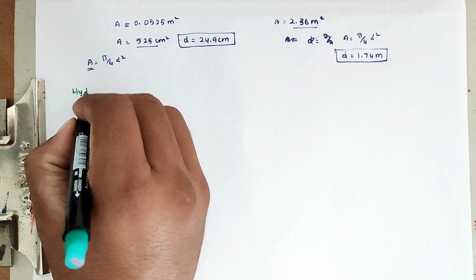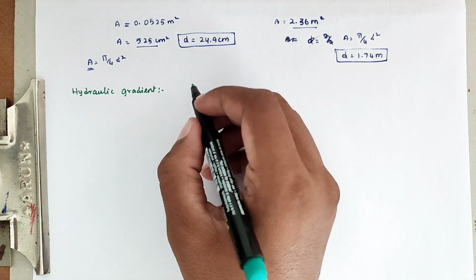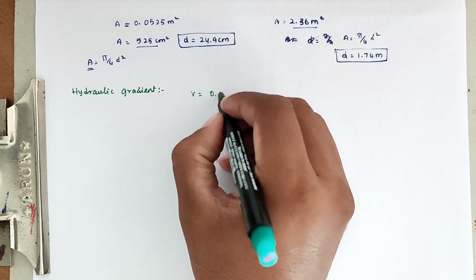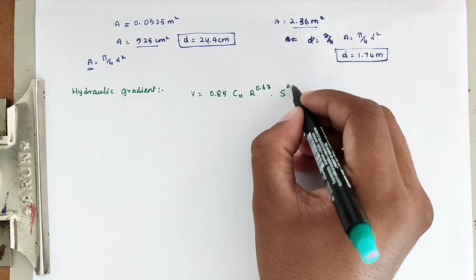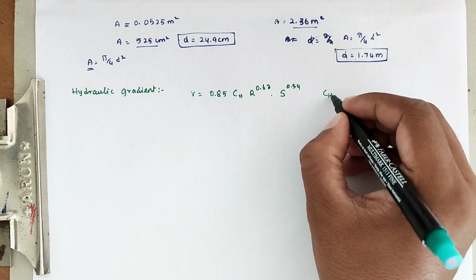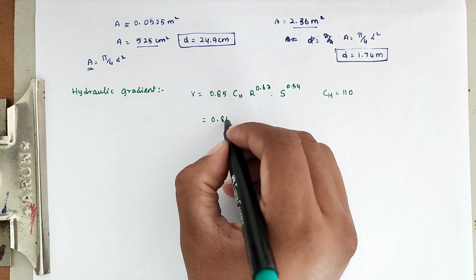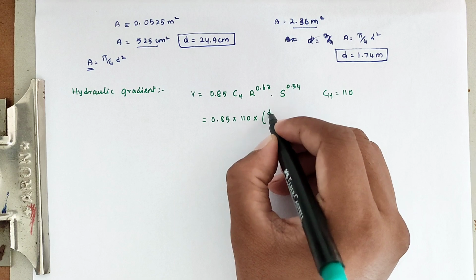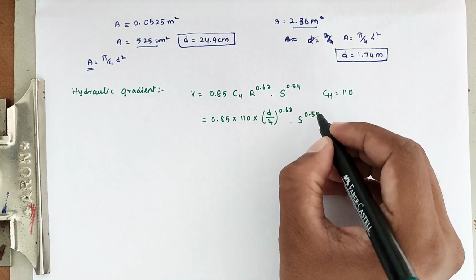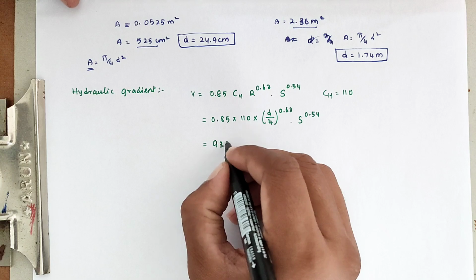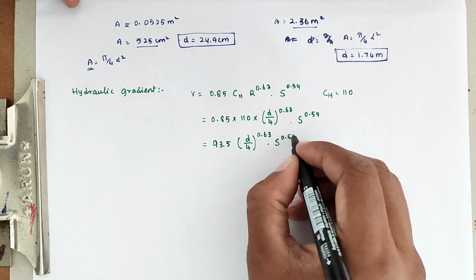Next thing is the hydraulic gradient. For the hydraulic gradient we can use the Hazen-Williams formula: V equal to 0.85 C_H into R power 0.63 into S power 0.54. Now we assume the C_H value is 110. Substituting all the values, 0.85 into 110 into R, which is D by 4, whole power 0.63 into S power 0.54. Solving this, we got 93.5 into D by 4 power 0.63 into S power 0.54 equal to V.